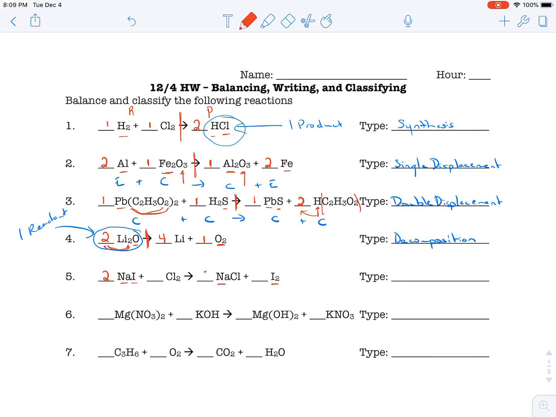So let's also fix our Na's at this point as well. And now we have 2 Na's and 2 Cl's. To get 2 Cl's, hey look, we're already there. So we can put a 1 there and a 1 there. So this one is now balanced.